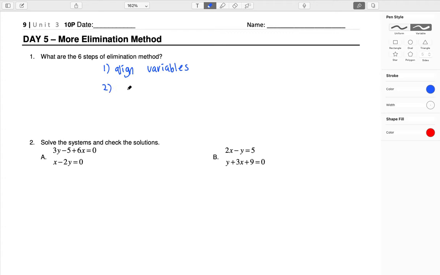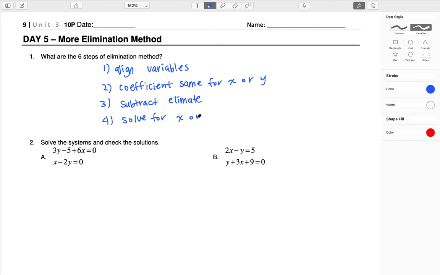Okay, and then we want to make sure that the coefficient, it doesn't have to be 6 steps, but let me summarize it. So the coefficient has to be the same for one of the variables, for x or y. And then you're going to subtract to eliminate x or y. And then after that, you're going to solve for the remaining x or y, okay? And then obviously you will get the POI. So let's double check and let's see how we're doing.